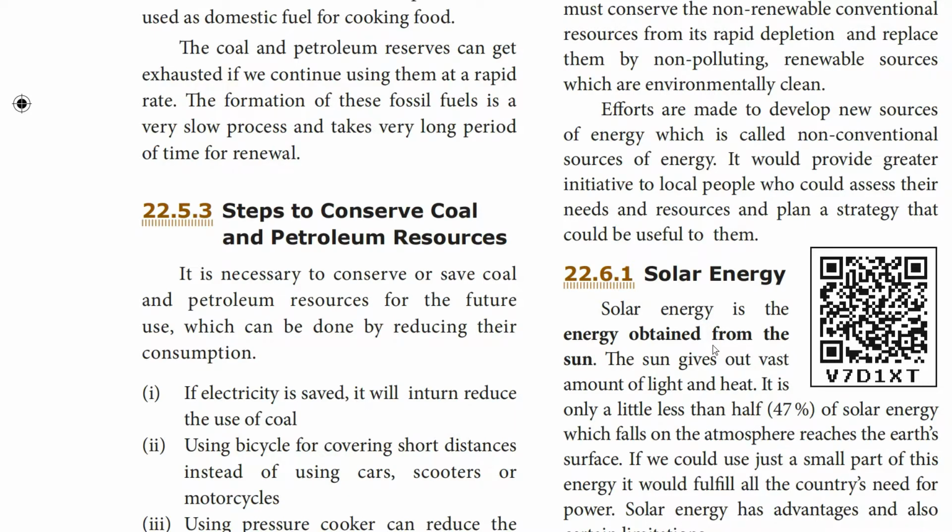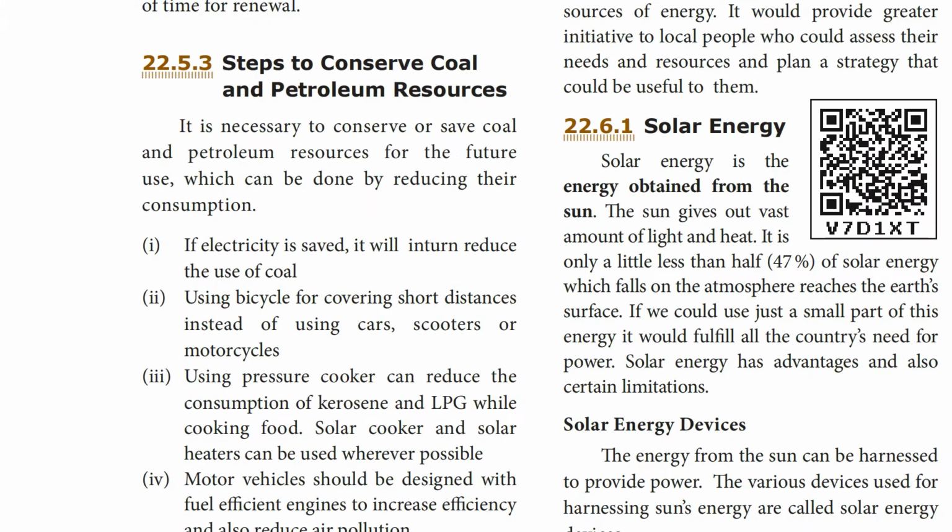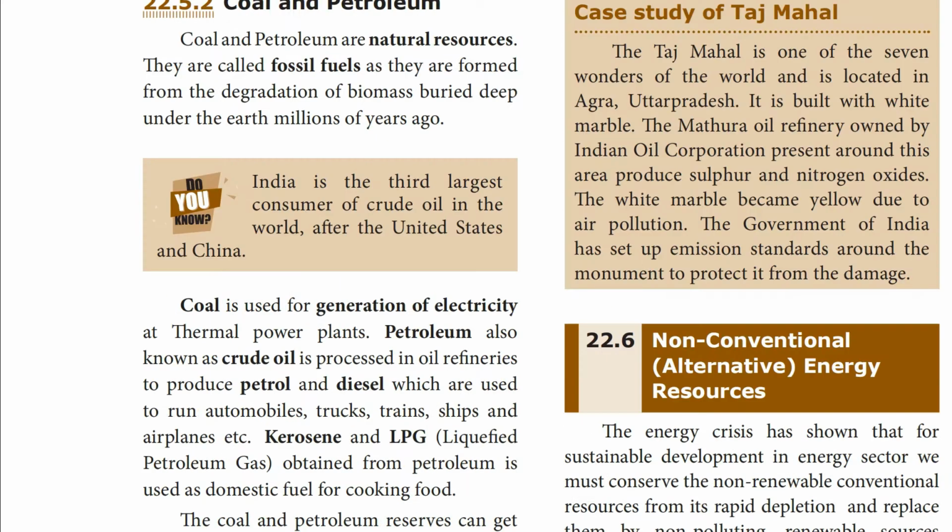Use bicycles for covering short distances instead of using scooters or cars. Using a pressure cooker can reduce the consumption of kerosene and LPG while cooking food. Solar cookers and solar heaters can be used wherever possible, and motor vehicles should be designed with fuel efficient engines. Next we have the case study of the Taj Mahal.